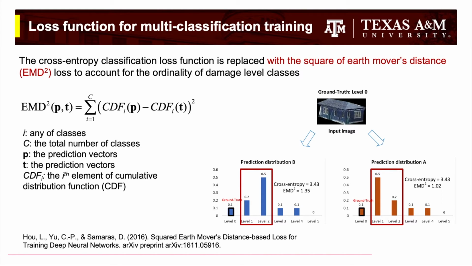The cross-entropy loss of both prediction A and B are the same, but we can notice that prediction A is closer to the ground truth. Therefore, prediction A should be better than prediction B, and this conclusion cannot be reached by considering the cross-entropy loss. However, by using EMD square, prediction A is found to have a smaller EMD square than prediction B.